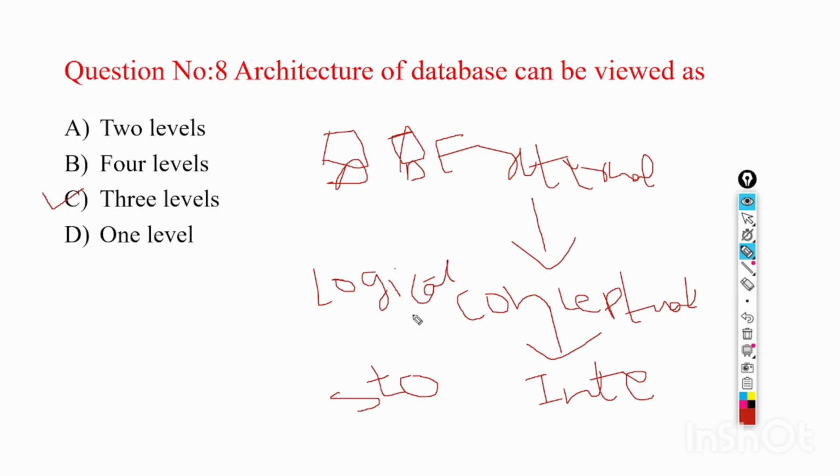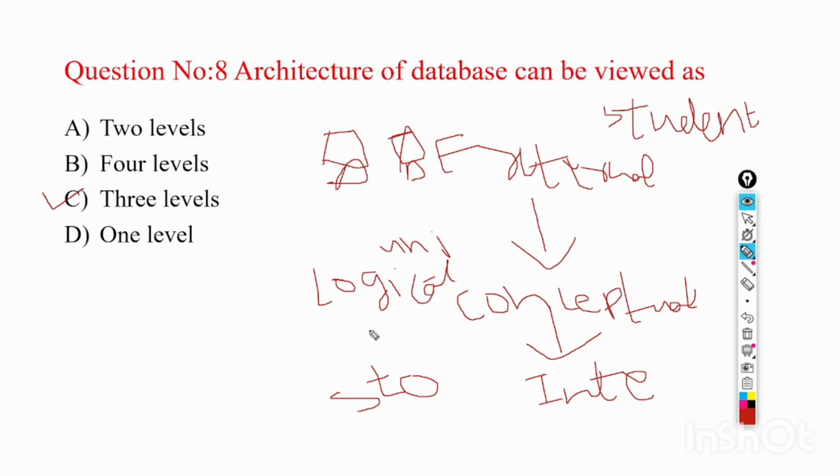Sorry, conceptual view. The conceptual view is nothing but the logical structure of the database. What is the logical structure? How the tables are created, how the relationships are created, how the attributes and columns are created. That is nothing but the logical structure. The overall structure is stored in the conceptual view. And what is the internal view? The storage details are stored in the internal view.